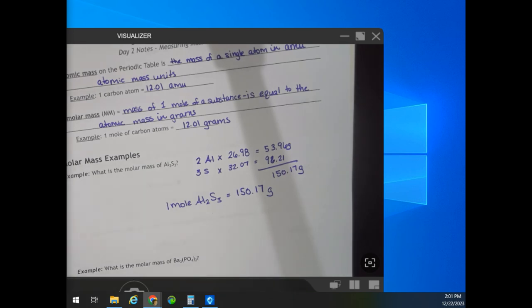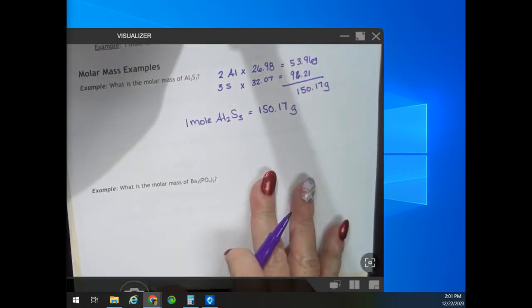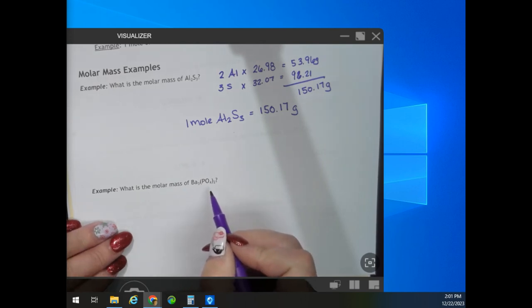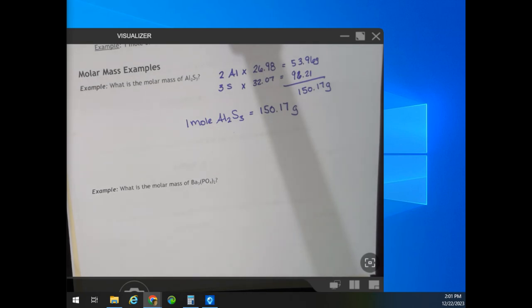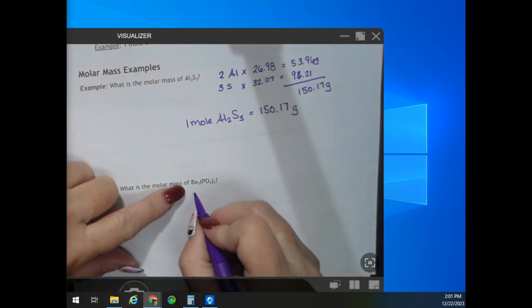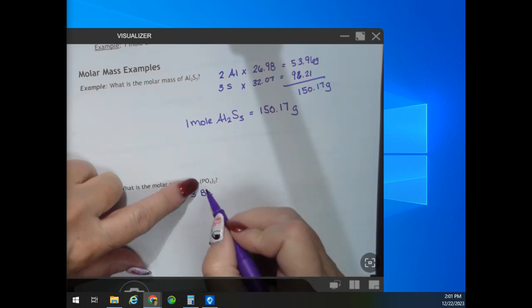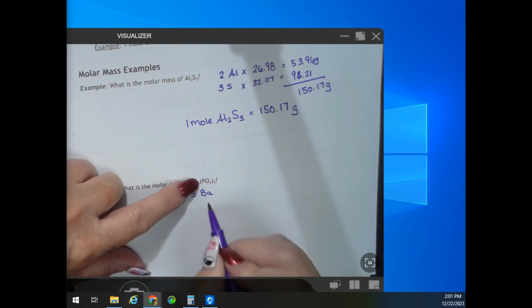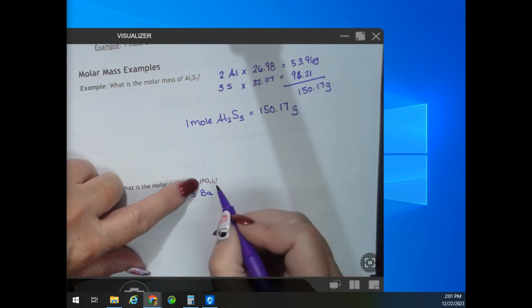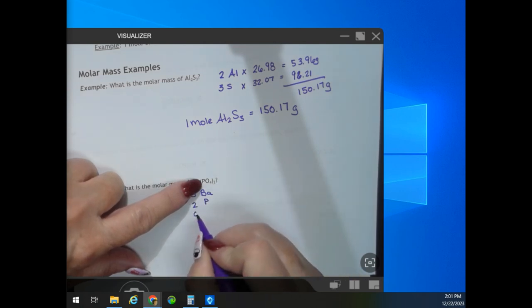All right. Let's see. What do we got next? So we've got another example. What is the molar mass of barium phosphate? Again, we've got to count our atoms. So barium, we have 3 barium. And then these parentheses mean that this 2 multiplies by everything inside of the parentheses. So that means I have 2 phosphorus and 8 oxygen.